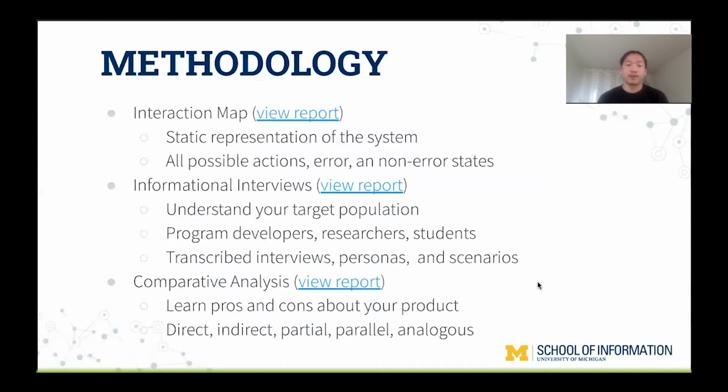The second one is informational interviews, by which we can understand our target population. We transcribe the interviews so we can produce some personas and scenarios for further studies. The third one is comparative analysis, by which we can learn the pros and cons of our products and our competitors. And there are several types of competitors.